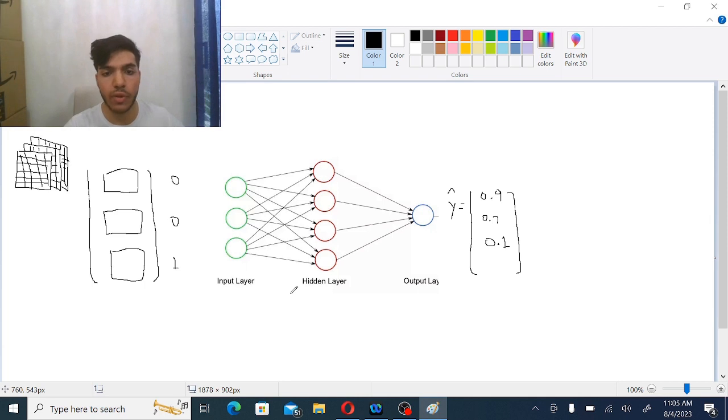As I said before, each neuron has two different parts. It has a linear function and it has an activation function. Now this only applies to the hidden layer and the output layer. This does not apply to the input layer because the input layer just stores the input data, which in our case is the image data, which is the pixel values. So we're going to use images to train our neural network.